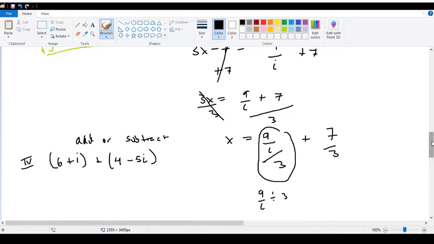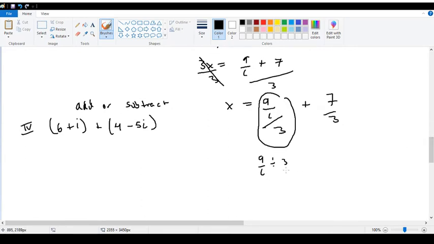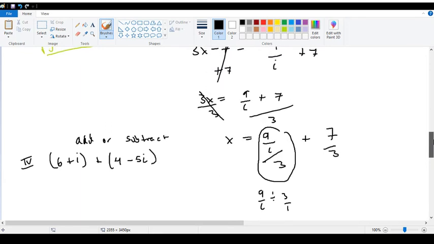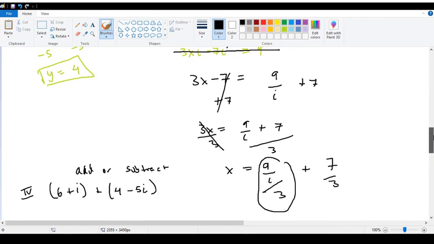Remember that rule, that strategy that I taught you a while back when you divide fractions? Keep it, change it, and flip it. So when you do that, you end up with 27 over i plus 7/3. So this is what x is equal to. That right there is x. A little long, but I hope you can go back and see what steps we took to get x by itself.